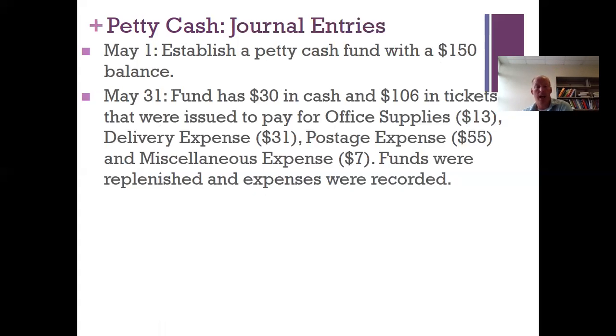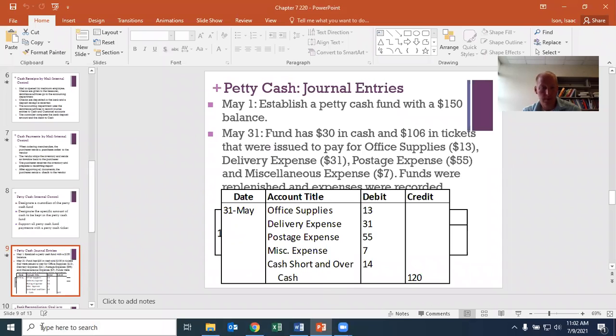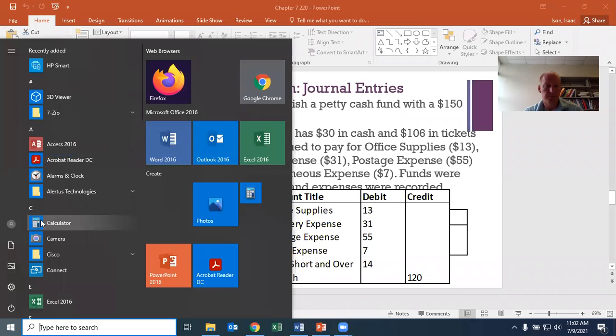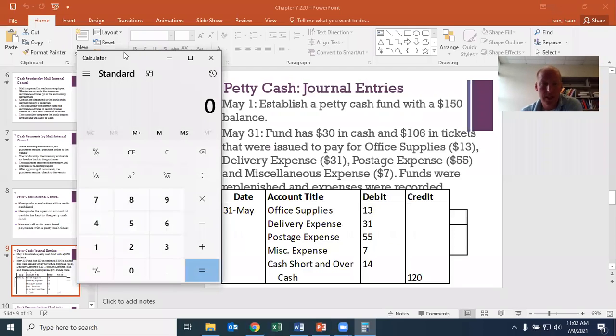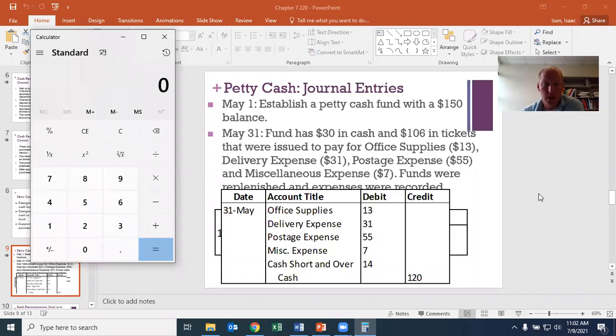Now, we're going to have all of these debits. Office supplies is an asset, so we would debit that. Delivery expense is an expense, so we would debit that. Postage expense, $55, debit that. And miscellaneous expense, $7, we would debit that. You would add them up. Let me add them up real quick. It tells us it's 106, right? 13 plus 31 plus 55 plus 7 we get 106.